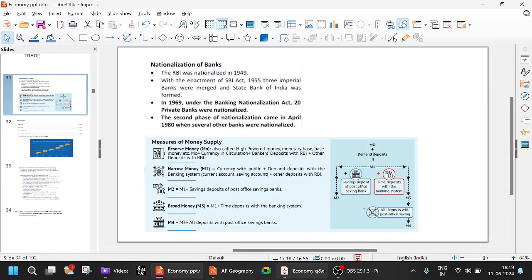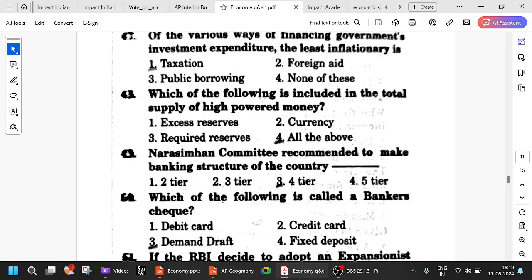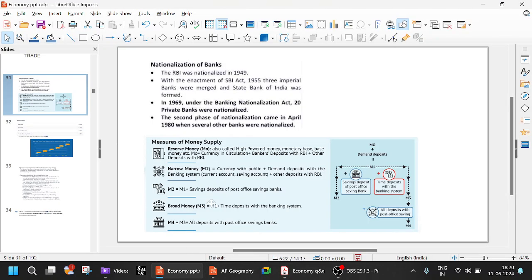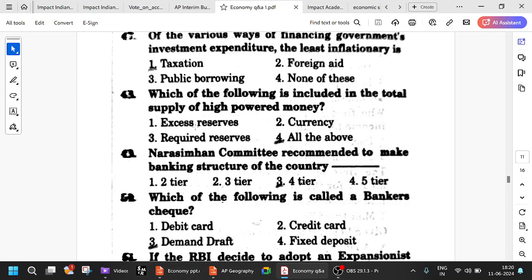Fine. So what is the question? Which of the following is included in the total supply of high powered money? So we have seen excess reserves, currency, required reserves. So basically high powered money is also called reserve money. So all that reserves with RBI, etc., and also currency in circulation. So currency in circulation, all the reserves, excess reserves, all the above are part of the high powered money.